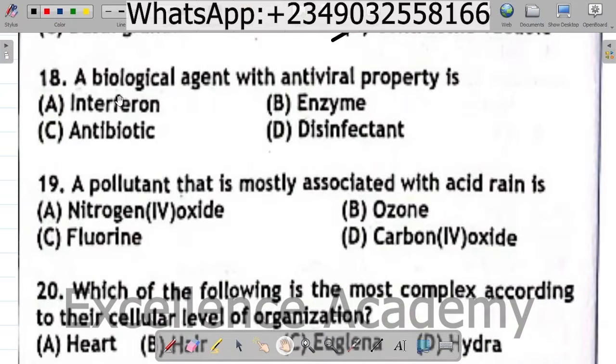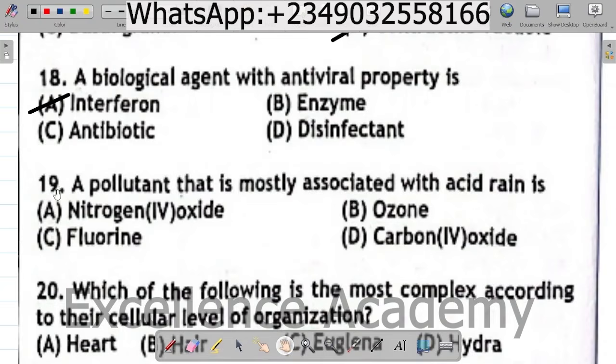Question 18. A biological agent with antiviral property is: A. Interferon. B. Enzyme. C. Antibiotic. D. Disinfectant. The correct option is A. Interferon. Interferons are a group of signaling proteins that are made from host cells in response to the presence of several pathogens such as viruses, bacteria, parasites, tumor cells, etc. So the correct option is A.